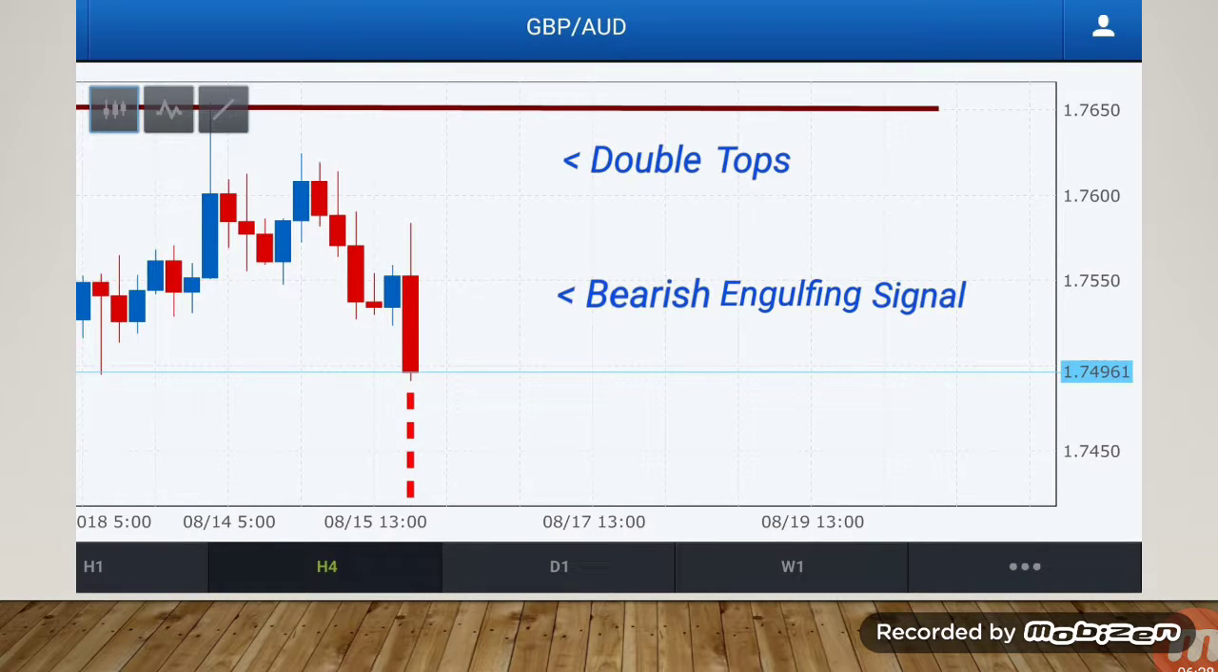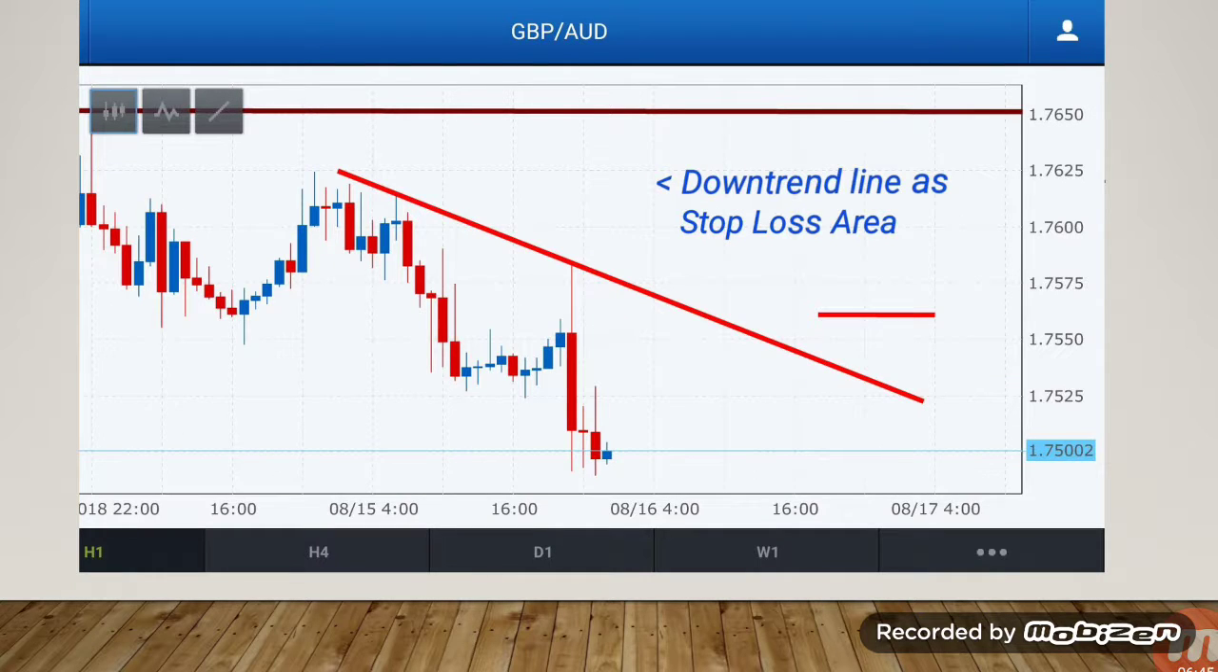Now the previous trade actually started higher up, where the market had formed a double top formation and a bearish engulfing candlestick signal, which is a very strong indication of the start of a bearish trend. And so this was the original trade. We were targeting 100 pips. And this was a setup where we placed a stop loss above the downtrend line on a 1-hour chart.